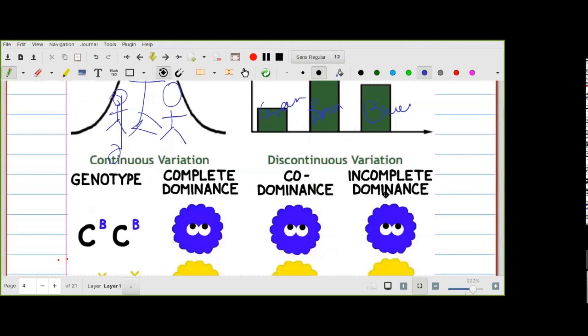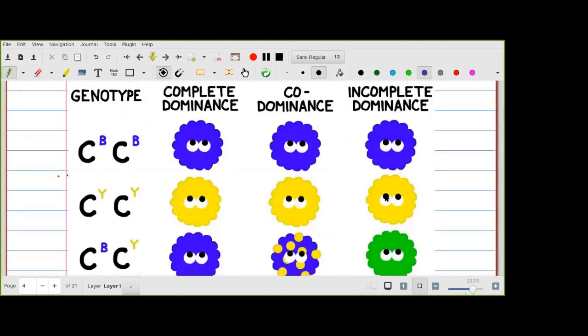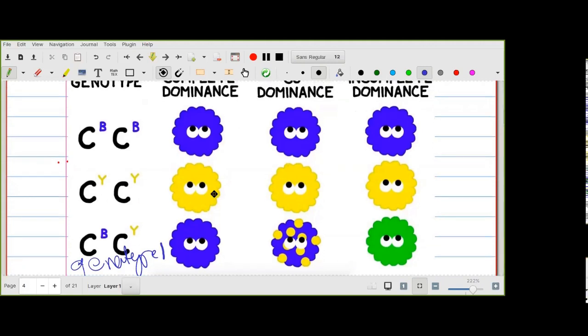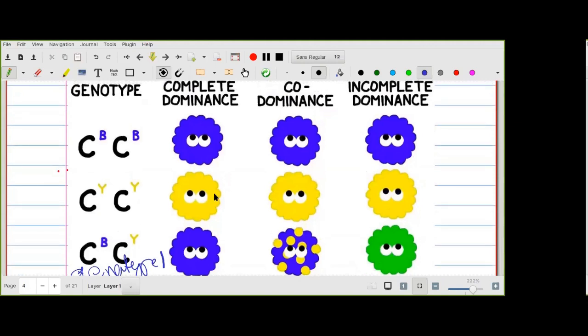Then the other ones that they mention here are codominance and complete dominance. And so we have to know the difference between complete, co- and incomplete dominance. So remember, there's a genotype. And a genotype shows the genes. It means that I can have a blue gene and a yellow gene. Doesn't mean I'm going to be blue or yellow. It just means that I have that gene within my body. Now, with complete dominance, blue, in this case, is dominant over yellow. So if I have a blue gene and a yellow gene, I turn out to be blue because blue dominates yellow. With codominance, there's no recessive or dominant gene. And when we have a blue and a yellow gene, it shows both blue and yellow.